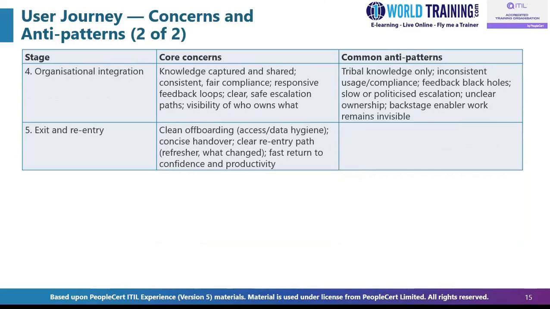Continuing the table into stages 4 and 5, organizational integration and exit and re-entry. Notice backstage enabler work remains invisible here. A small preview of the enabler journey we will cover in part 4. And look at the shadow IT/workarounds anti-pattern back at stage 2.